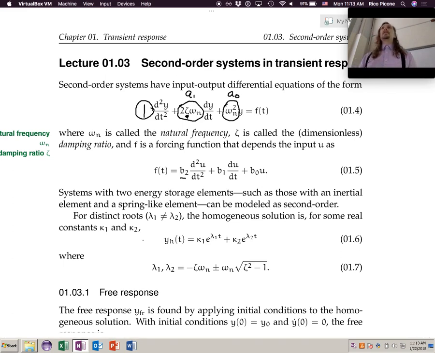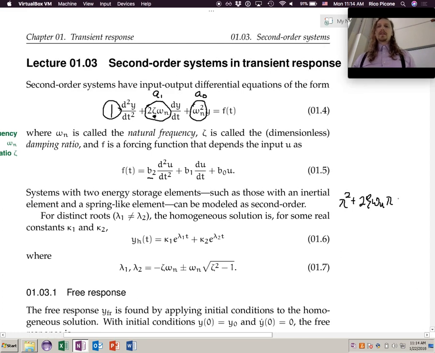What are we finding roots of? Yeah, the characteristic equation, exactly. So we wrote down the characteristic equation, which is lambda squared plus 2 zeta omega n lambda plus omega n squared equals 0. And we would solve for lambda 1 and lambda 2. That's how we find those roots.